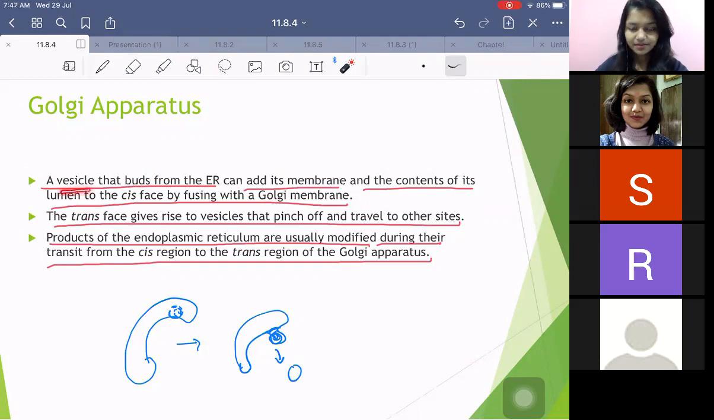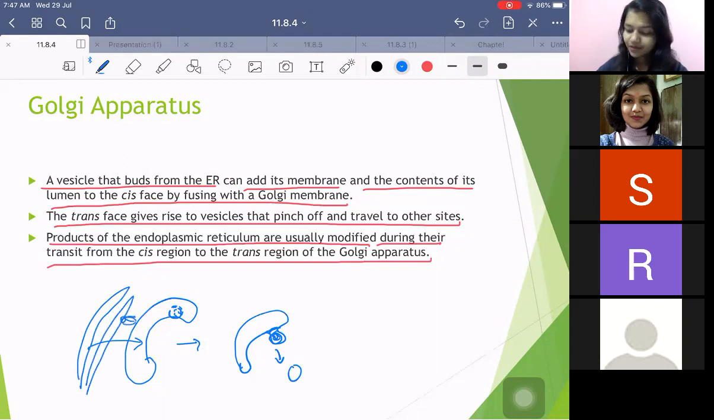Now, read the statements over here. A vesicle that buds from the ER can add its membrane and the contents of its lumen to the cis phase by fusing with the Golgi membrane. So it is talking about how the Golgi has received it from the endoplasmic reticulum. So what happened here in the endoplasmic reticulum? A vesicle came out and that vesicle fused with the membrane of the Golgi apparatus, and then the content went into the cis phase, the forming phase. Through that, it went into the Golgi apparatus.